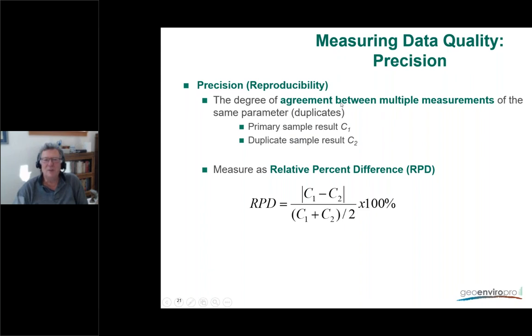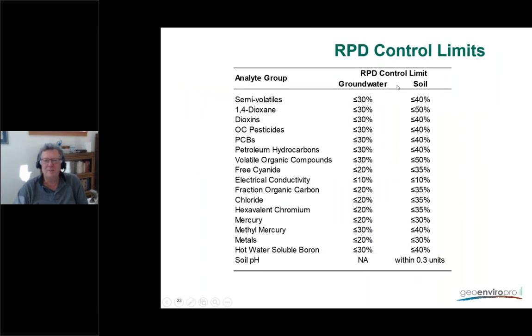So this is the degree of agreement between multiple measurements of the same parameter. So here we've got a duplicate, concentration 1, concentration 2. The RPD I mentioned, the relative percent difference, is just the absolute difference in concentration divided by the average of the concentrations times 100. So let's see, what does that mean? Well, it usually comes out as a percent.